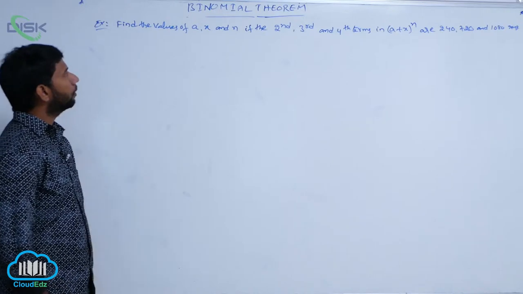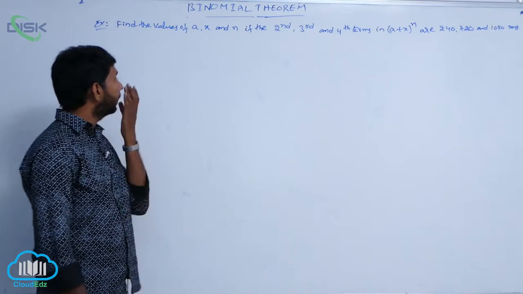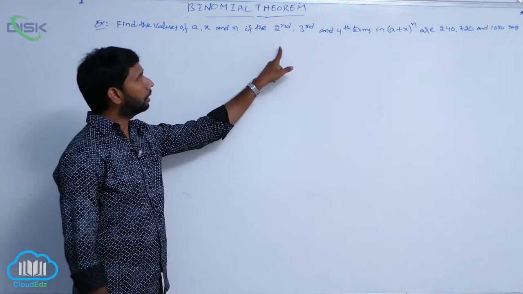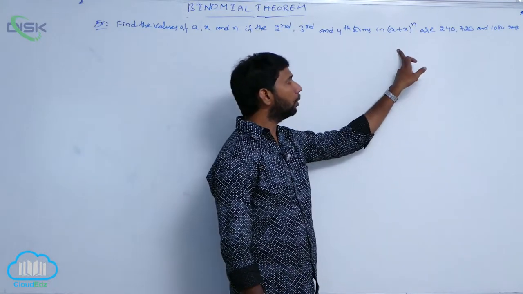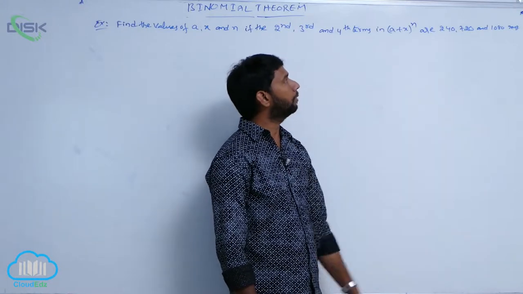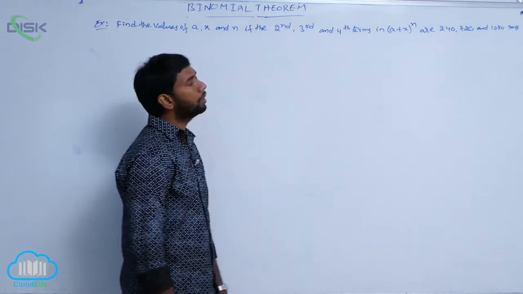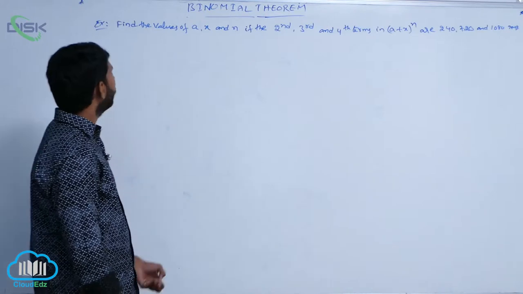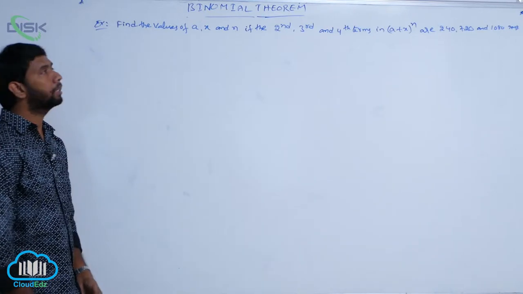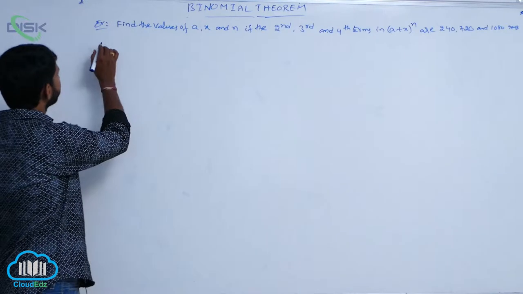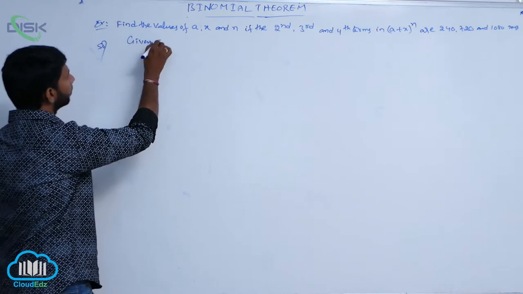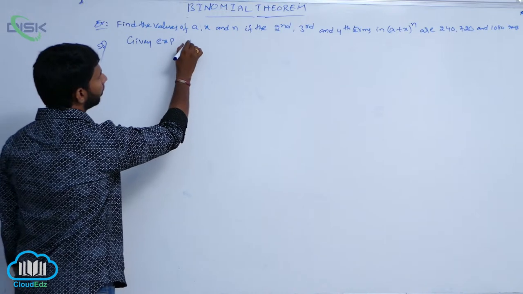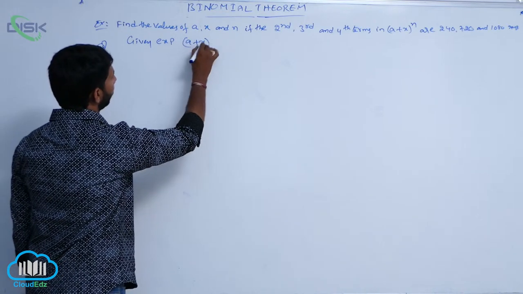Find the values of a, x and n, if the second, third and fourth terms of the expansion of (a + x)^n are 240, 720 and 1080 respectively. Now we find the values of a, x and n. The given expansion is (a + x)^n.